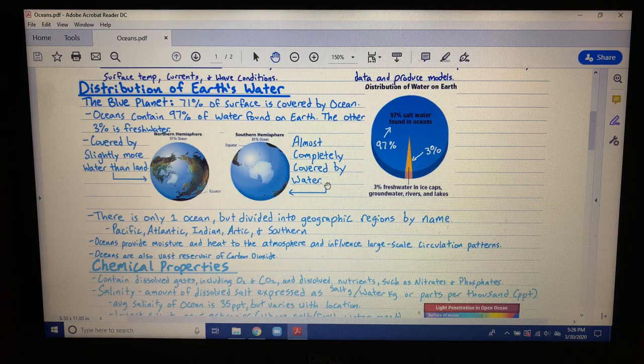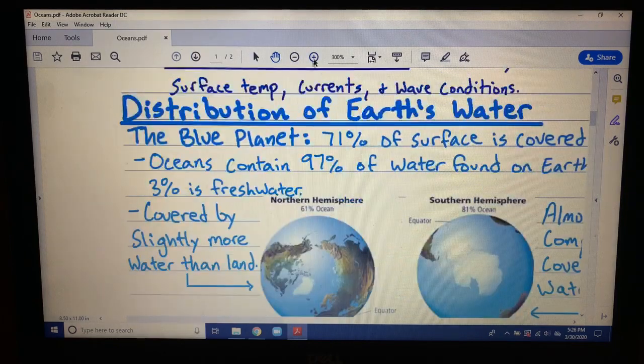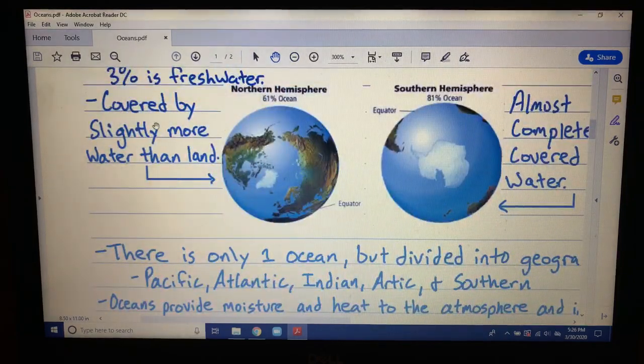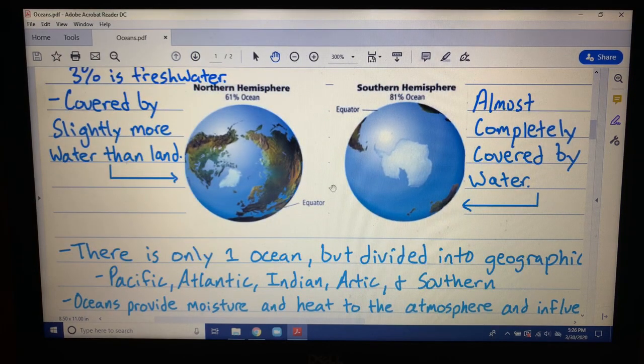Of that 71%, oceans contain 97% of the water found on Earth. The other 3% of all water is fresh water, and so that 71 might be a little higher if you include other freshwater sources. If we look at the northern hemisphere, not to go in too far, we can see that the northern hemisphere is covered by slightly more water than land, but there's a lot more land in the northern hemisphere than there is in the southern, which is almost completely covered by water.